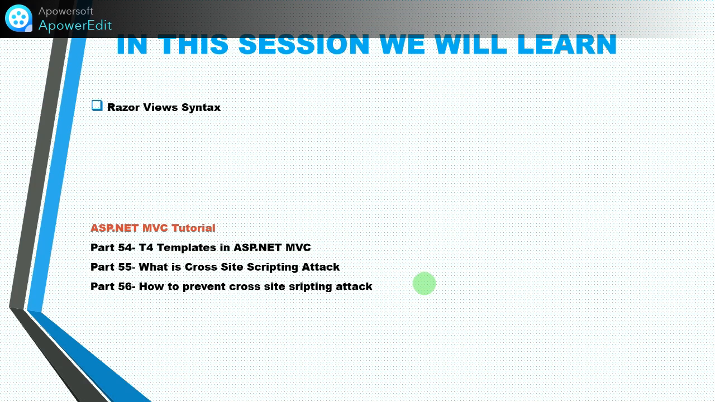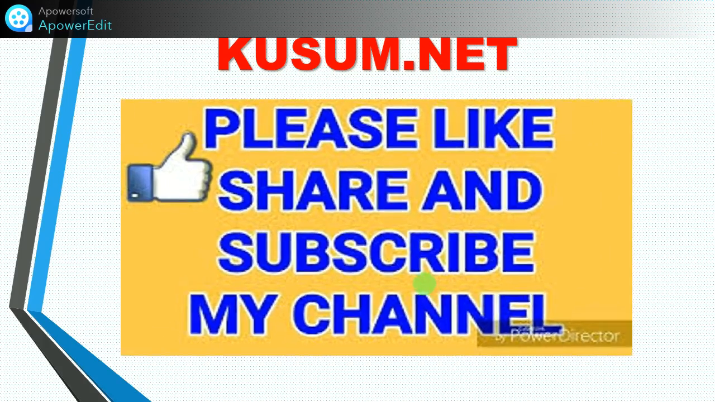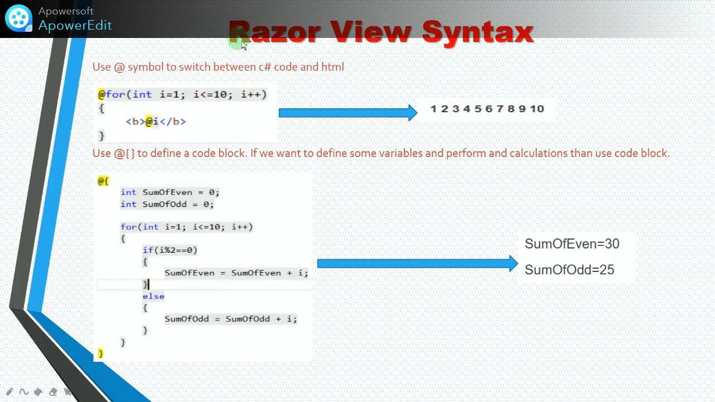Before watching this video, please watch my previous parts 54, 55, and 56. In part 56, I explained how to prevent cross-site scripting attacks in MVC. So today we will use the @ symbol, and how to use it in C# code to connect to the HTML. Use the @ symbol to switch between C# code and HTML like this.